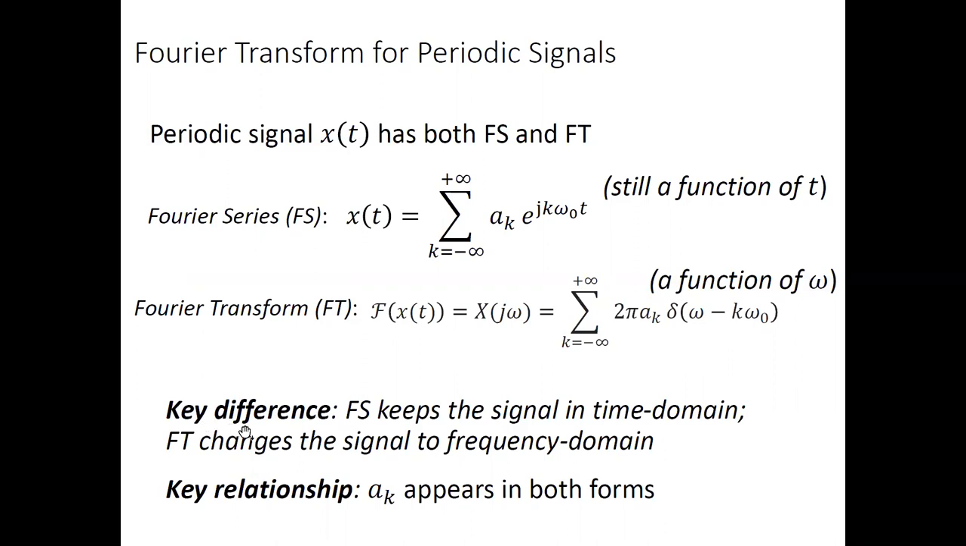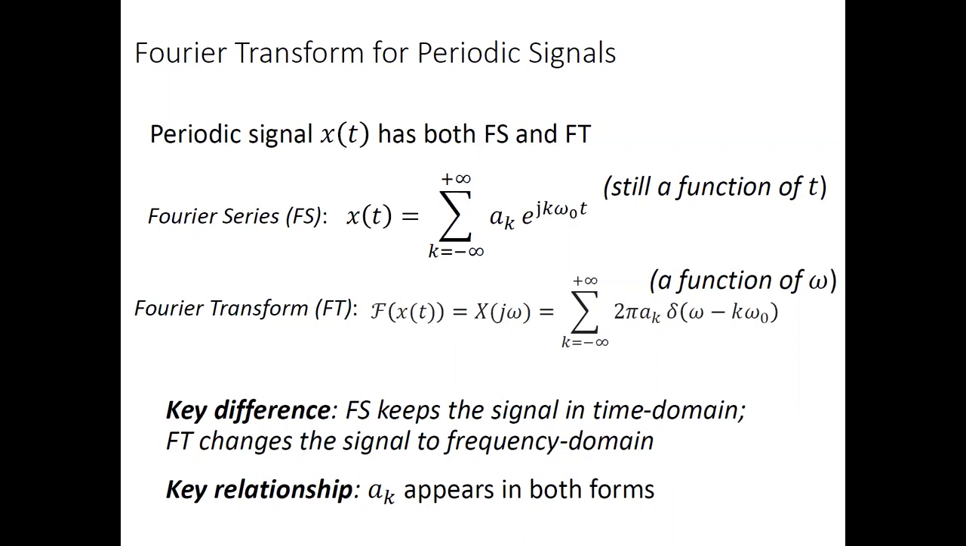The key difference between Fourier series and Fourier transform is that Fourier series keeps the signal in the time domain. If you look at the Fourier series, it is still a function of time variable t. So both sides are functions of t, or both sides are signals of t. That's why we can put the equal sign between them. But Fourier transform changes the signal from time domain to frequency domain. Therefore, it is invalid to just say x of t equals its Fourier transform. We must say F of x of t, or capital X of j omega, equals the Fourier transform, which is a function of omega. So that's the key difference between Fourier series and Fourier transform.